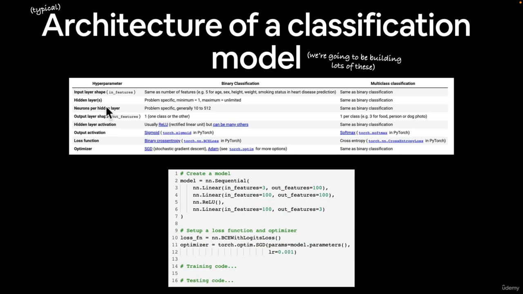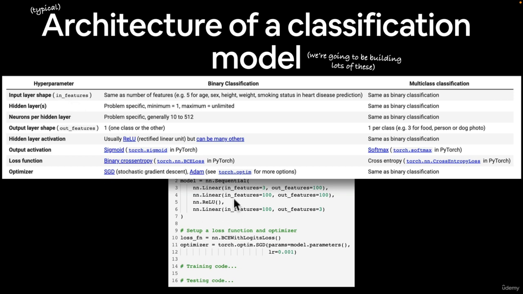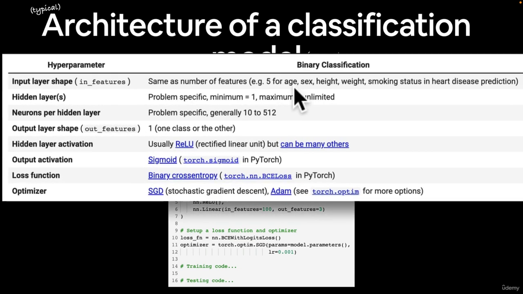So we come back. The input layer shape, which is typically decided by the parameter in_features, is the same as the number of features. If we were working on a problem such as predicting whether someone had heart disease or not, we might have 5 input features, such as a number for age, in my case 28, sex, could be male, height, 180 centimeters. If I've been growing overnight, it's really closer to 177. Weight, well, it depends on how much I've eaten, but it's around about 75 kilos. And smoking status, which is 0.